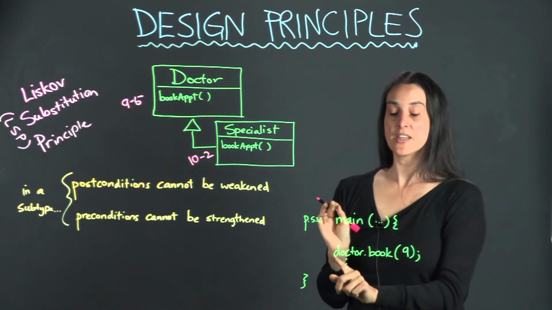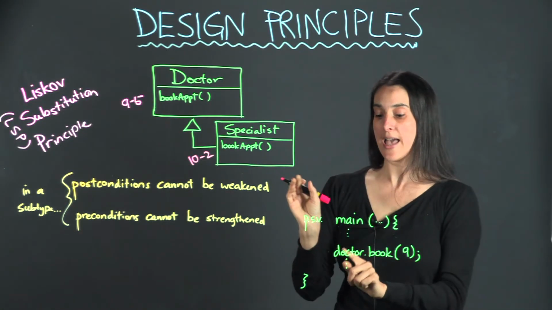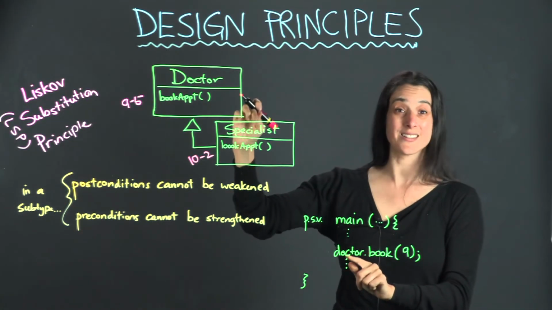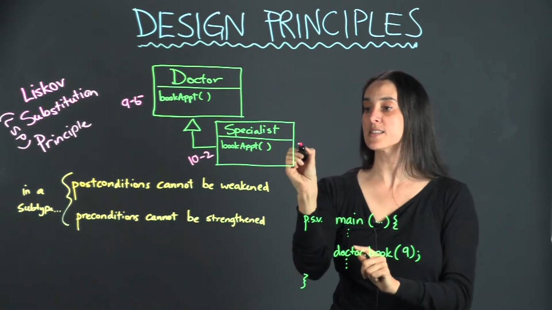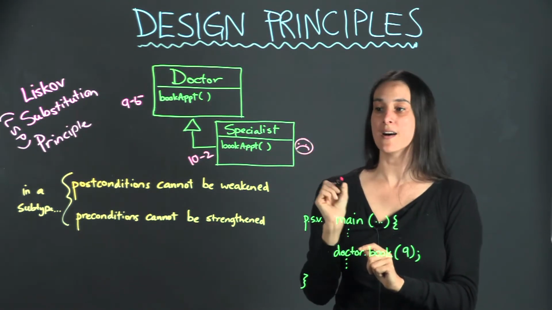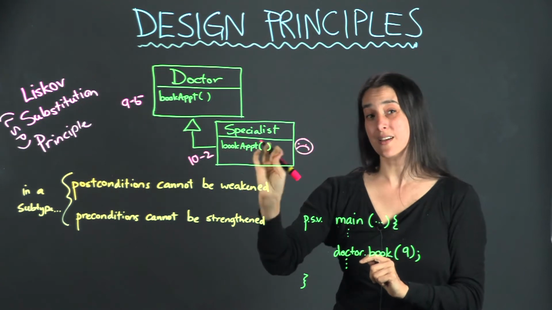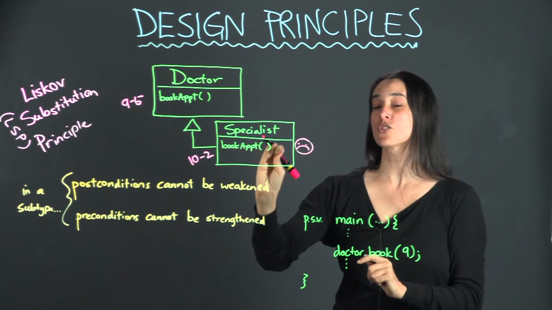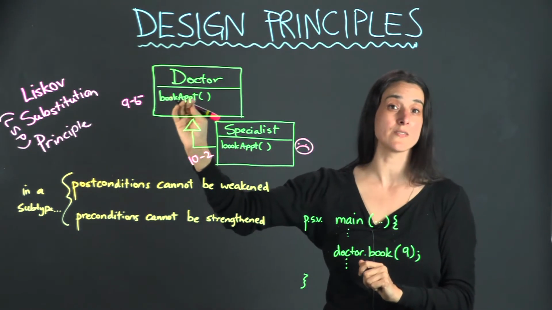And that means that if you were to call doctor.book and this doctor had been declared to be a specialist, this would be unhappy because the preconditions of this implementation of the method are stronger or narrower than the preconditions of this one.